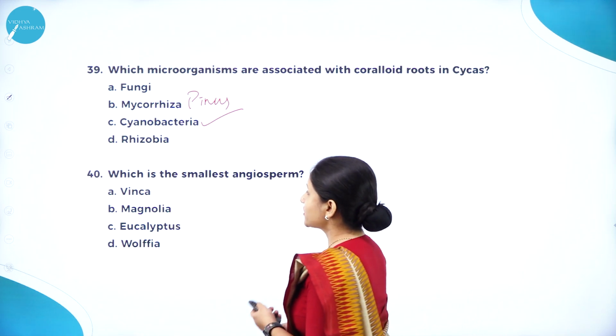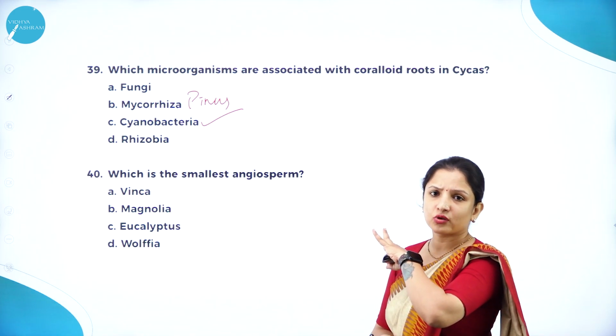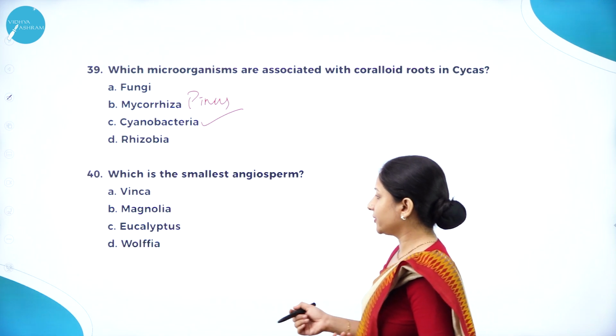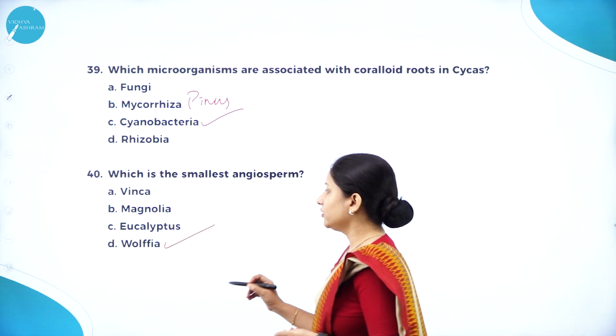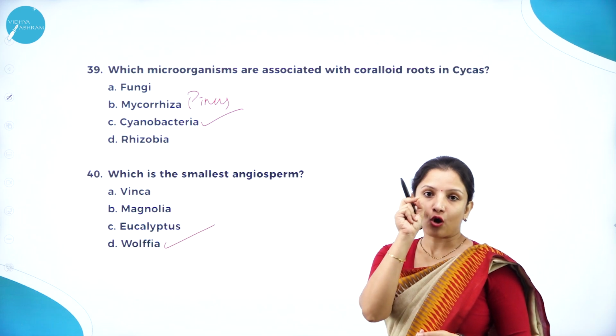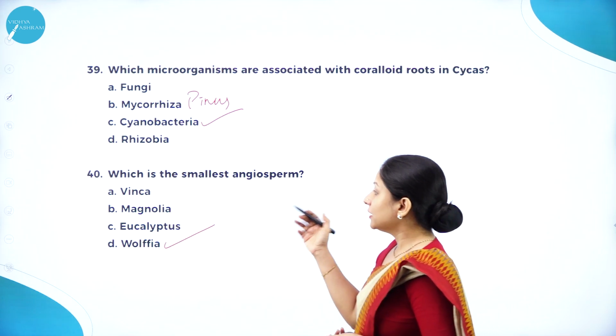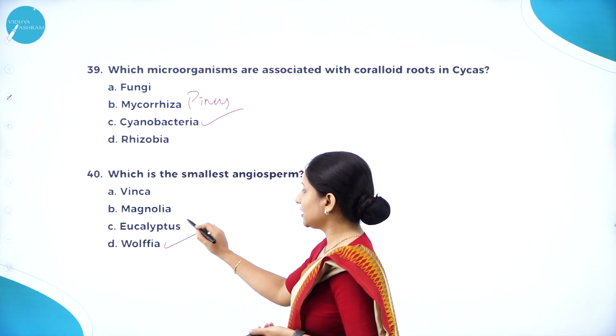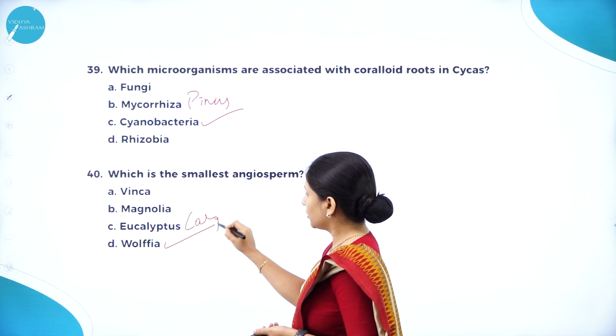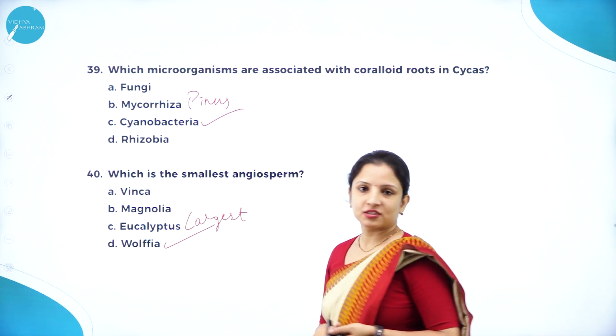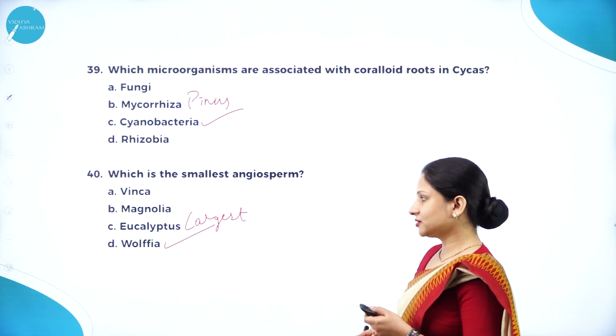Next question. Which is the smallest angiosperm? This is one of the most common questions that usually appears. It is Wolffia. Wolffia just looks like green dots. That is how it looks. So, the largest is eucalyptus. Eucalyptus is the largest. Wolffia is the smallest. So, the right answer here is Wolffia.